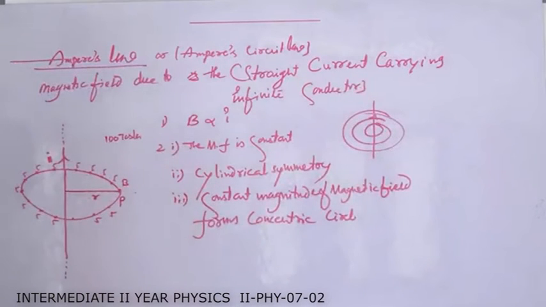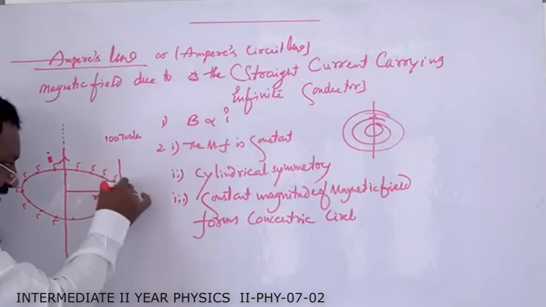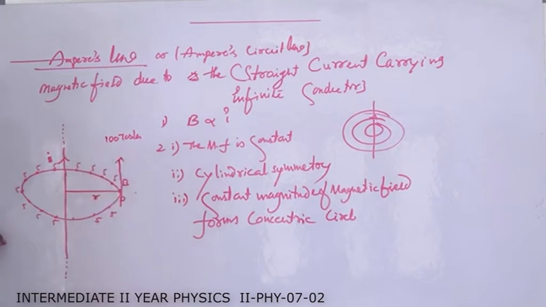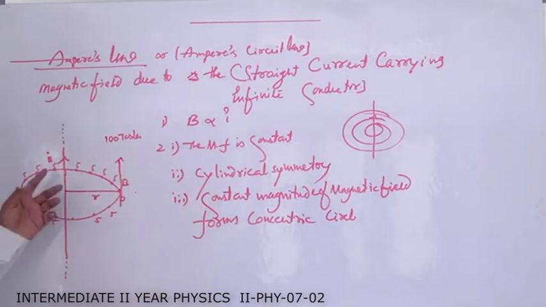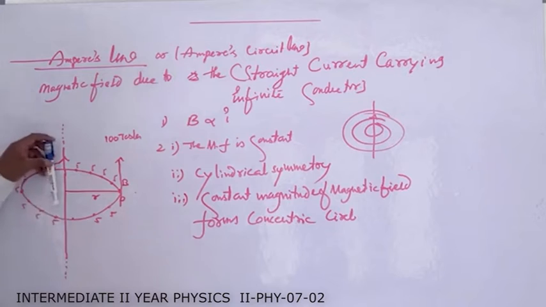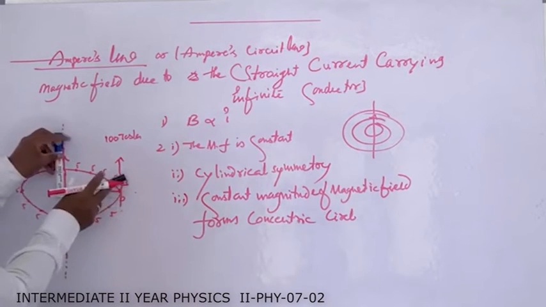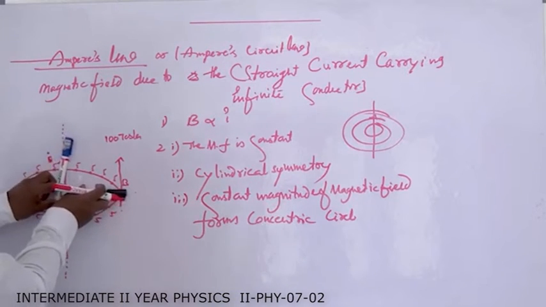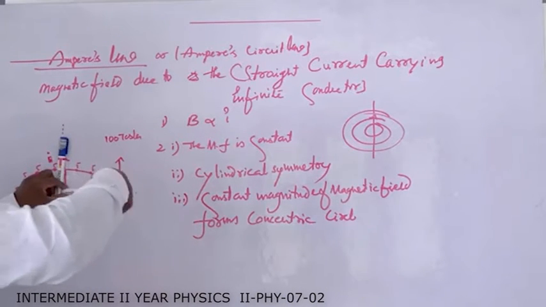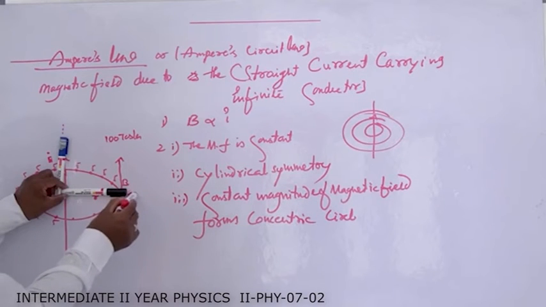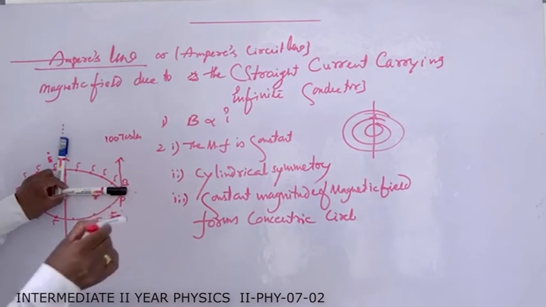These are concentric circles. Here the direction of the magnetic field on this loop is tangent. The tangent gives the direction of the magnetic field, and the magnetic field is always perpendicular to the plane containing the source and the point. If this is the current carrying conductor, this is the position vector. Now the direction of the magnetic field is like this, towards us. The direction of the magnetic field is always perpendicular to the plane of the board.